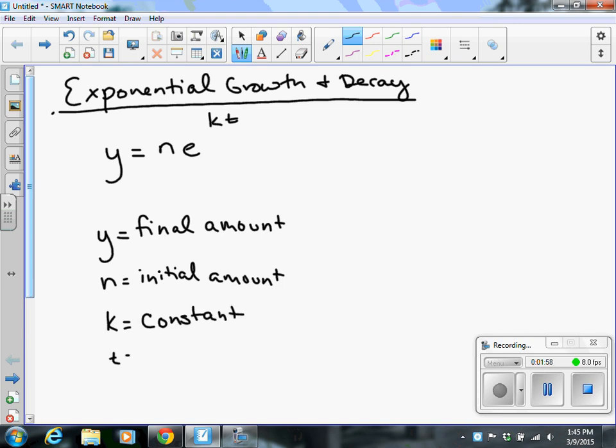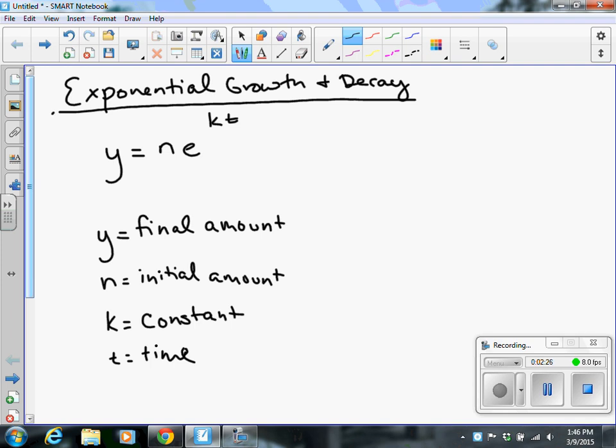And t is time. Now, before, when we were working with it, time was always in years. This could change. They'll let you know based on the examples whether you are working in days, hours, years. They'll let you know all that information up front. But the good thing is we have had some practice with this before, you guys have been given some questions regarding it.